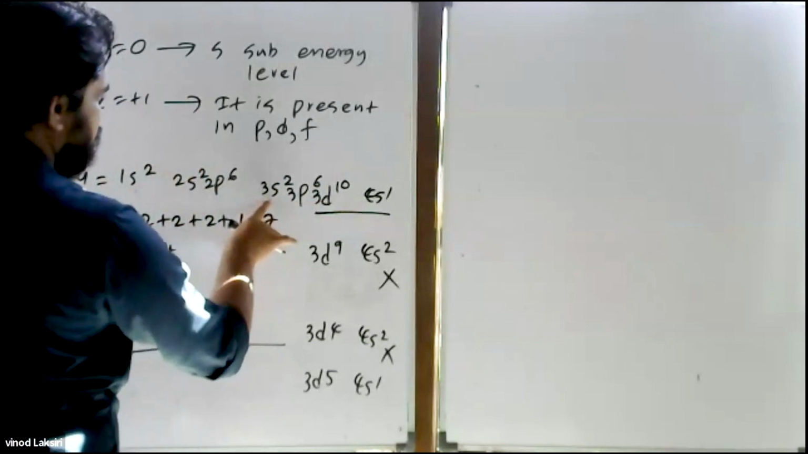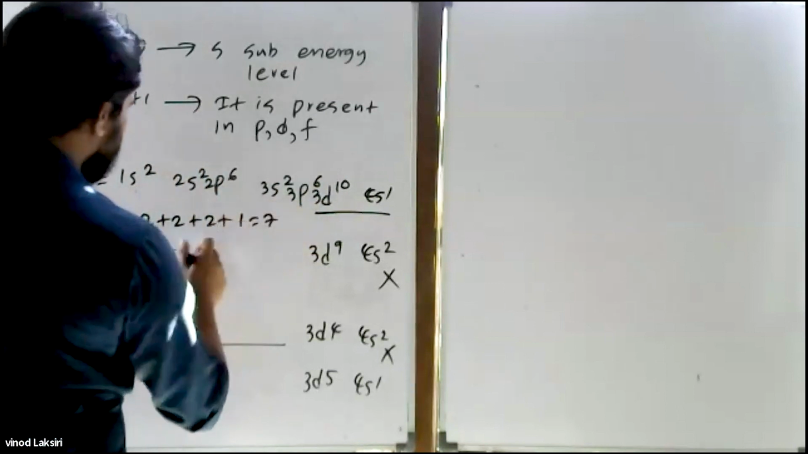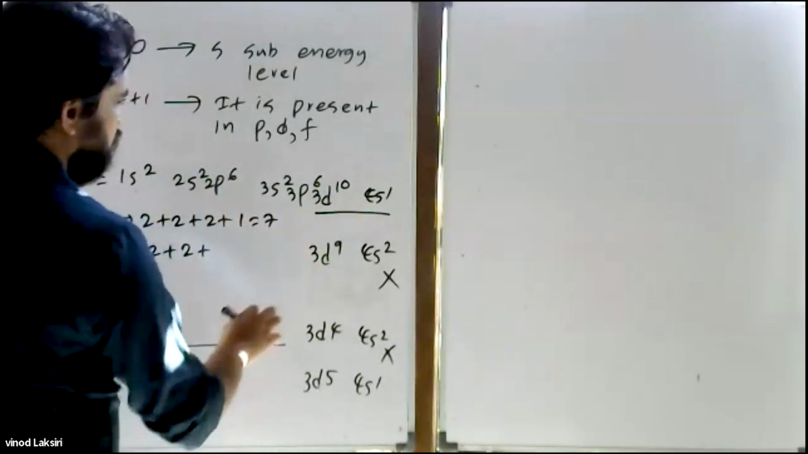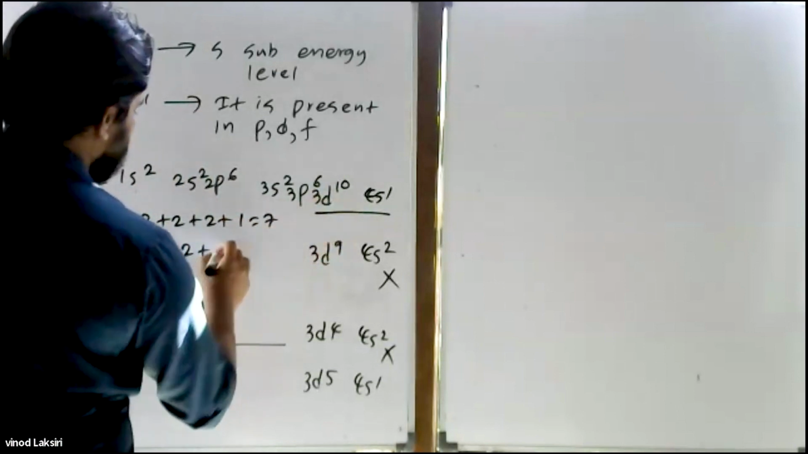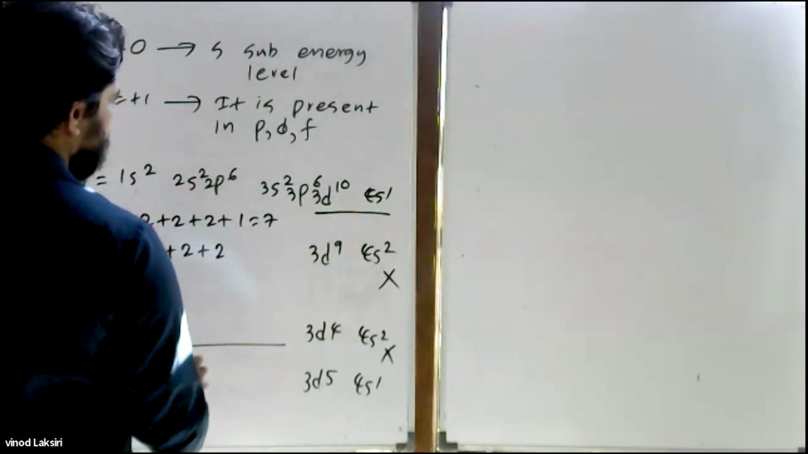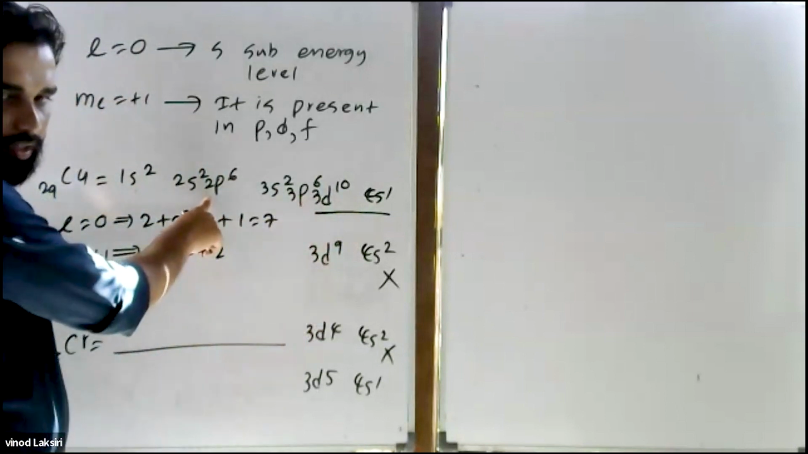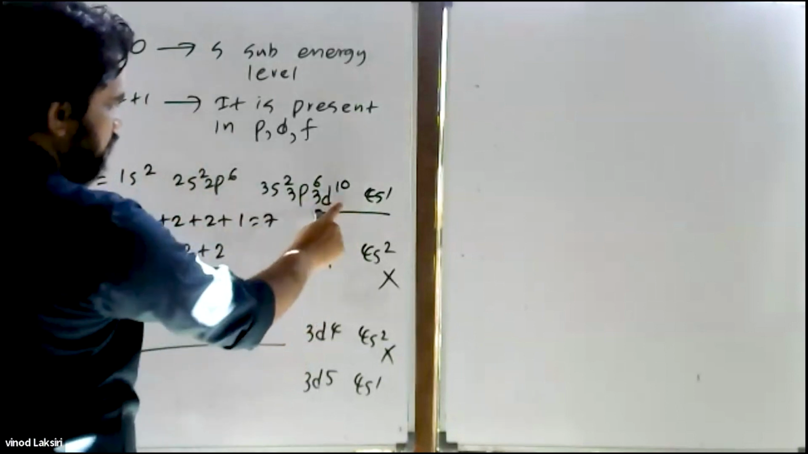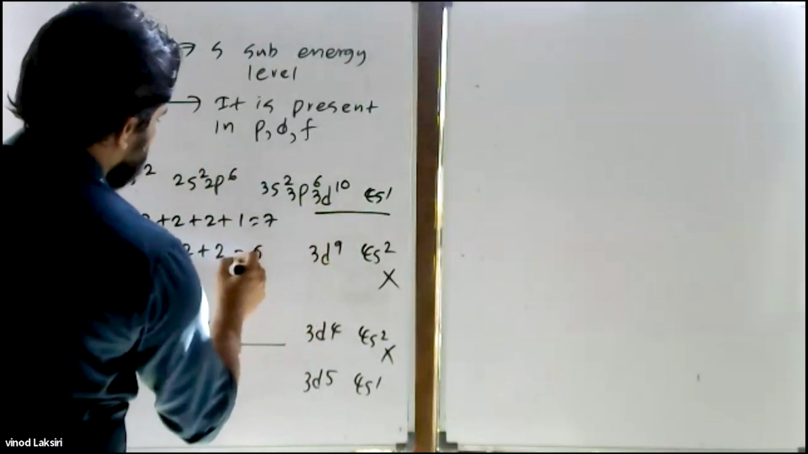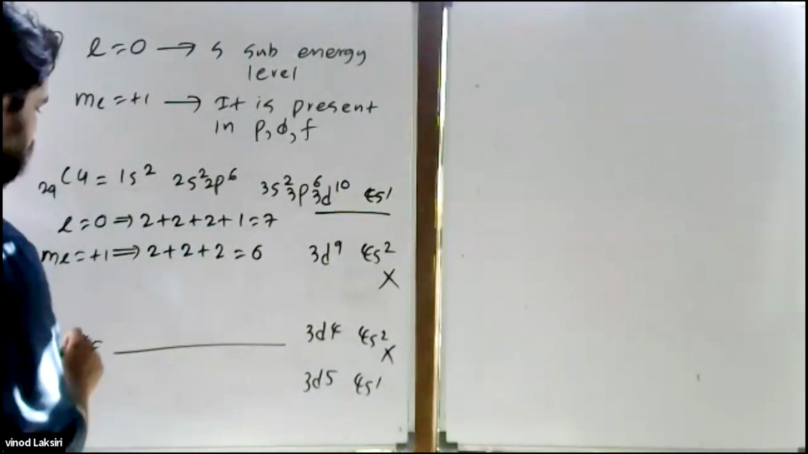And here no electron. And 3p6, how many electrons? 2 electrons. And 3d10, how many electrons? 2 electrons. Right? Because an orbital contains 2 electrons. Here also, all orbitals are completely filled. Therefore, 6 electrons. Therefore, what is the answer?